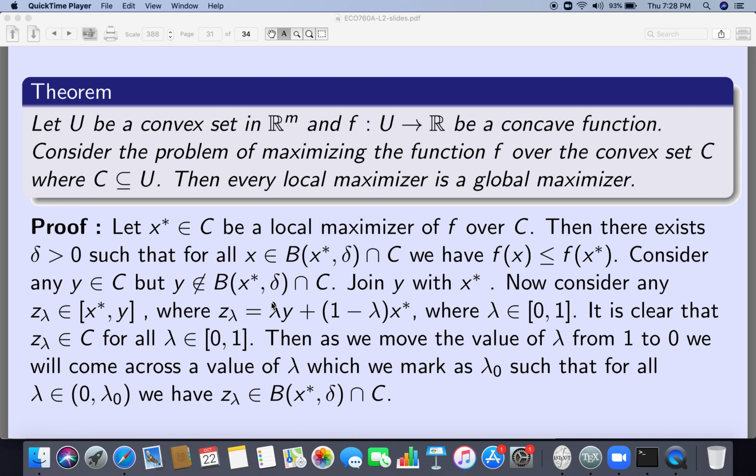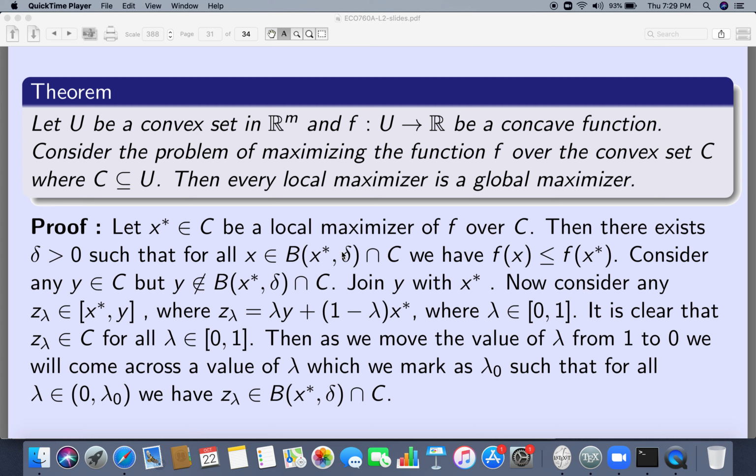Now what would happen? I am joining y with x star. So if I move from x star towards y, I am taking lambda from 0 to 1. But if I move from y to x star, I am bringing down lambda from 1 to 0. Now as we move from y towards x star, as we walk towards x star, after walking for some time, we will suddenly be coming inside this zone. Obviously, you can just draw it and check it out.